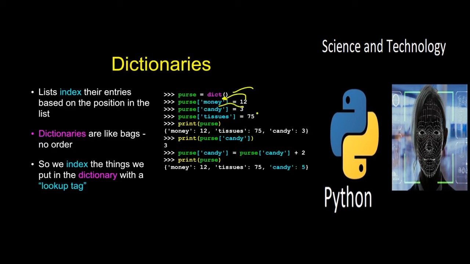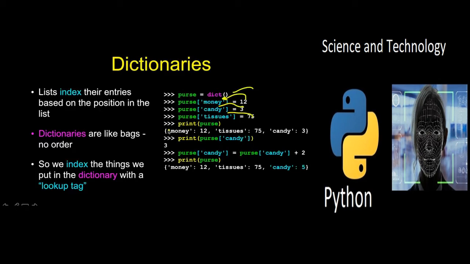3 is going in with a label of candy, and 75 is going in with tissues. And we say, what's in there? And there's no order to it. Sometimes the order can even change inside of a dictionary. Although there are more advanced versions of dictionaries that maintain some kind of order, for now let's just not worry about the ordering of them.